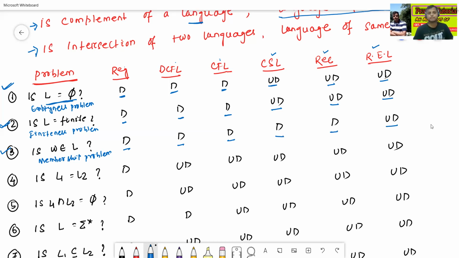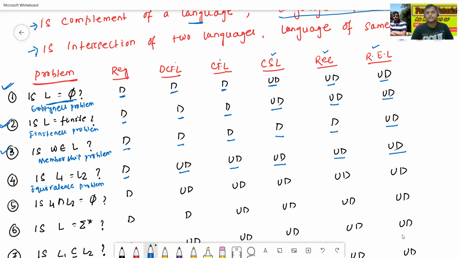Okay, the next problem we'll see: is L1 equal to L2 or not? This is called the equivalence problem. Is the equivalence problem decidable or undecidable? We have also discussed the equivalence problem in the decision properties of regular and context-free languages. The equivalence problem is decidable under regular language, undecidable under DCFL, undecidable under CFL, undecidable under CSL, undecidable under recursive language, undecidable under REL.